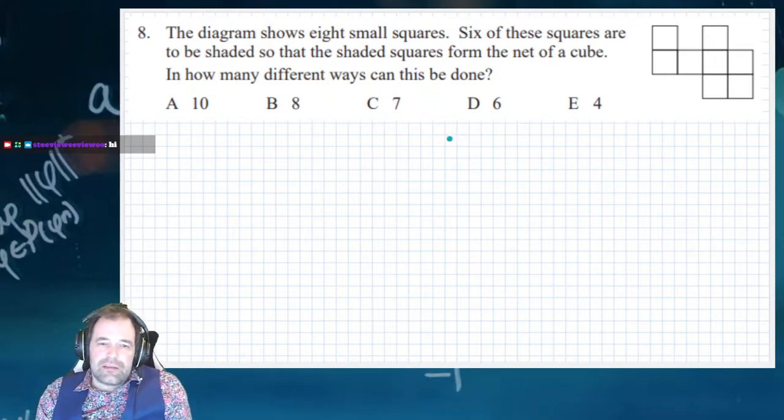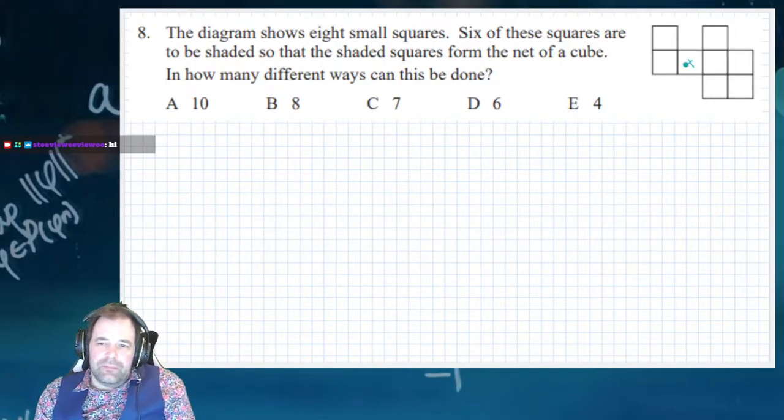The diagram shows 8 small squares. 6 of these squares are to be shaded so that the shaded squares form the net of a cube. In how many different ways can this be done? Well, I know the net of a cube can't have 4 together. So you have to shade at least one of these in, but it can't be that one. So it has to be one of the other three. So my guess is it's going to be six.